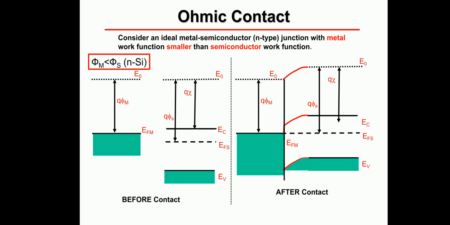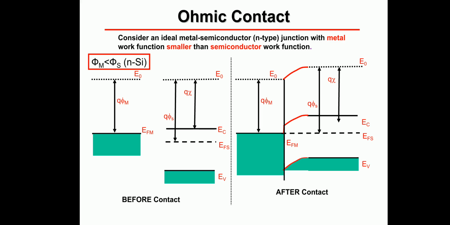So consider an ideal metal semiconductor junction. Here the semiconductor is n-type, with a metal work function smaller than the semiconductor work function. Then it will form an ohmic contact. Before contact, the Fermi level of the metal is higher than that of the semiconductor, because q phi m is less than q phi s, or phi m is less than phi s. And we can see that the vacuum level is the same for both the semiconductor as well as the metal. So that's why we can draw this energy band diagram.